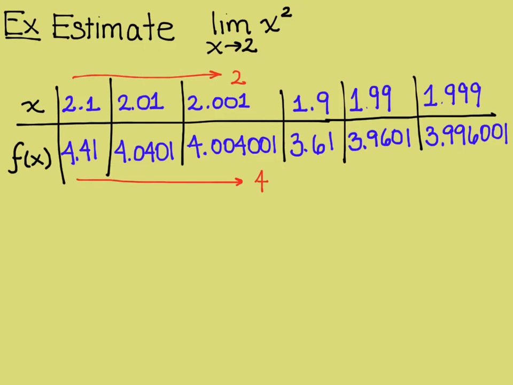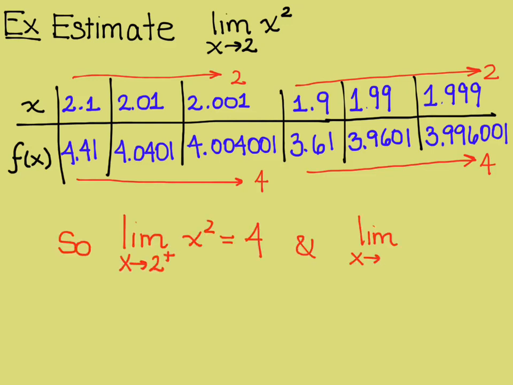The important thing to notice is that in the first three columns, x is getting closer and closer to 2. And we notice that as x gets closer to 2, the y value seems to be getting closer and closer to 4. In the last three columns, we notice the same thing. As x gets closer and closer to 2, y gets closer and closer to 4. So, the limit as x goes to 2 from above equals 4. The limit as x goes to 2 from below equals 4. And therefore, the limit as x goes to 2 of x squared equals 4.